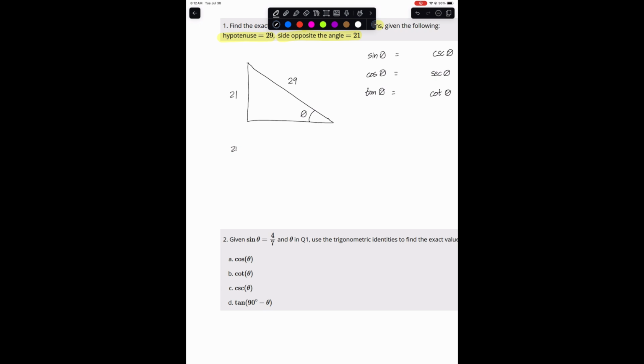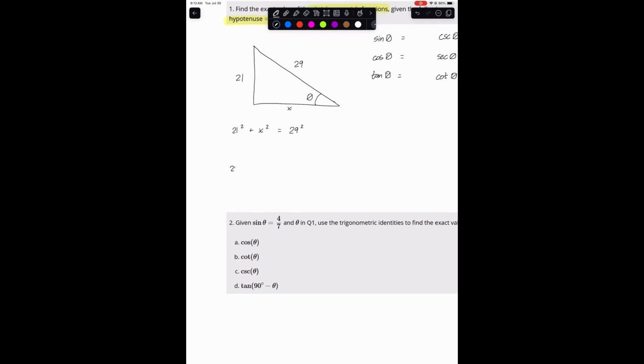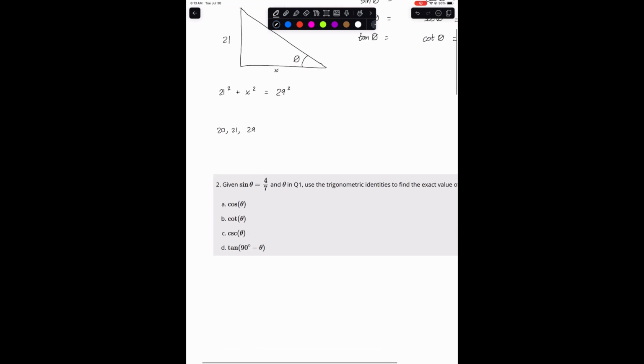So 21 squared, and let's call this x, plus x squared equals 29 squared. This is a special right triangle where it's 20, 21, 29. A lot of times with right triangles, there are certain side length combinations. The most famous one is probably 3, 4, 5, right? There's 5, 12, 13, and similar combinations.